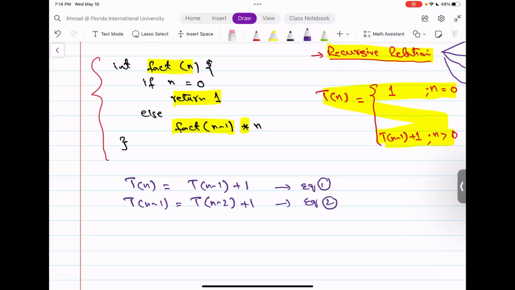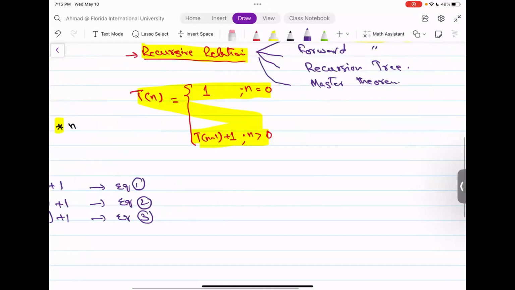And now let me go 1 more step backward. If I move 1 more step backward, that would be T(n-2). So in place of n, I'm going to substitute n-2. If I substitute n-2 here, it gives me T(n-2-1), which would be T(n-3). Plus 1 is already there. Let me call this equation number 3. Now, let me list down the steps here so that we can understand.